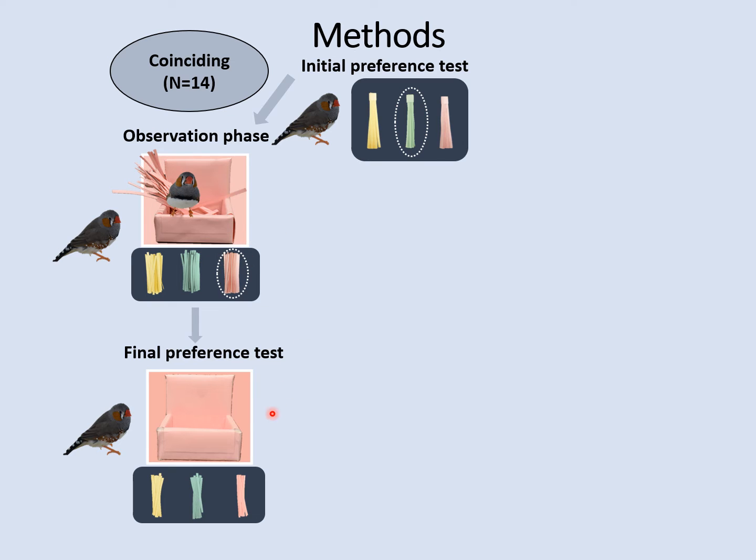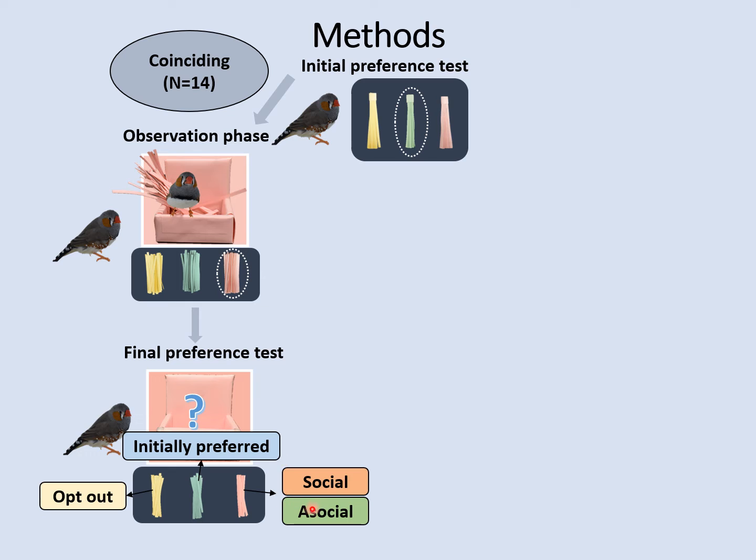this example. For the measure of final preference, we looked at the order in which the observer deposited the first 20 pieces of material. We predicted that in the coinciding group, birds would prefer to use the pink material, which in this case was the socially demonstrated material that also matched the background cue, over the initially preferred material, its green, or an opt-out, which in this case is yellow.